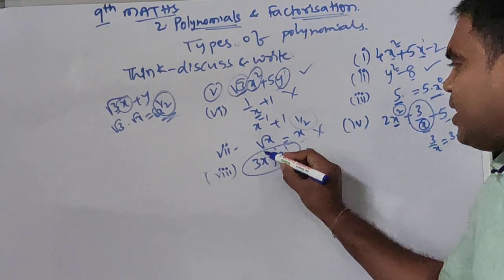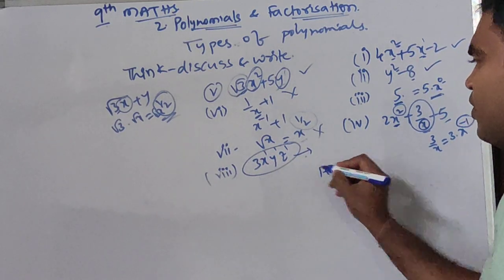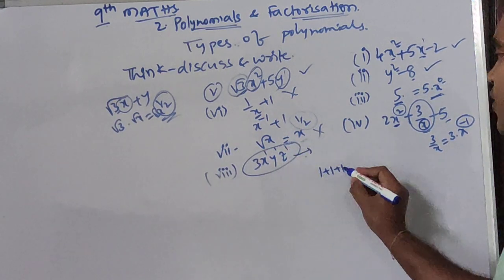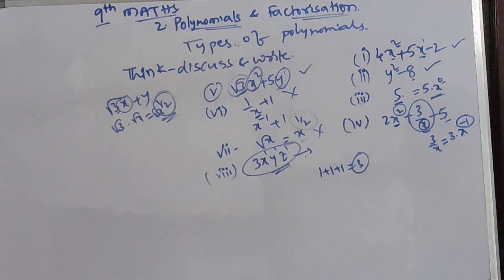If we compare the degree, so the powers, sum of powers, 1 plus 1 plus 1: x power 1, y power 1, z power 1, 1 plus 1 plus 1, 3. So the degree of this polynomial is equal to 3.